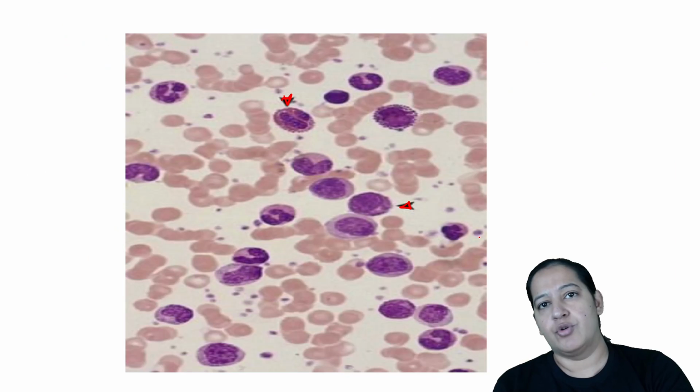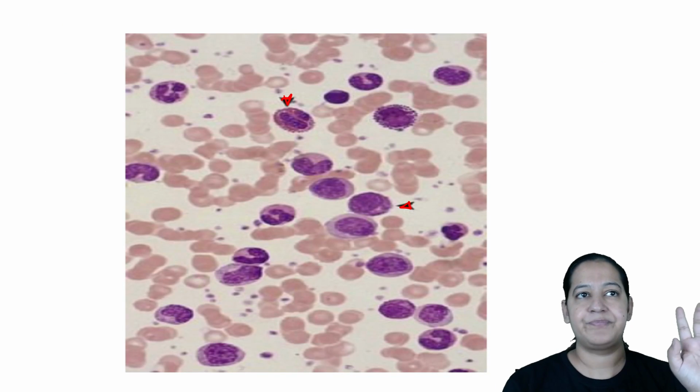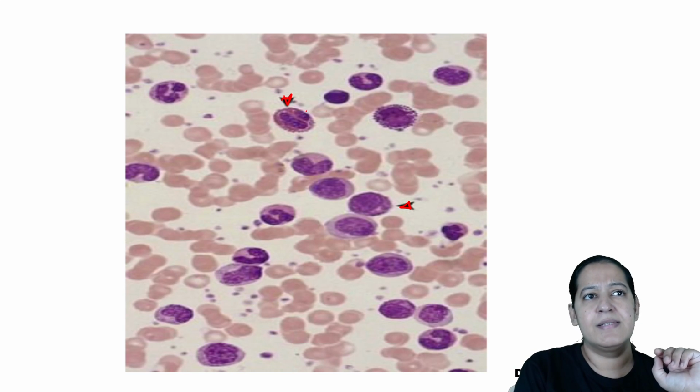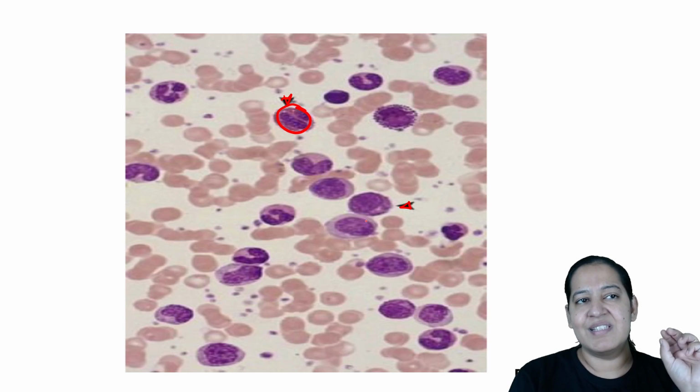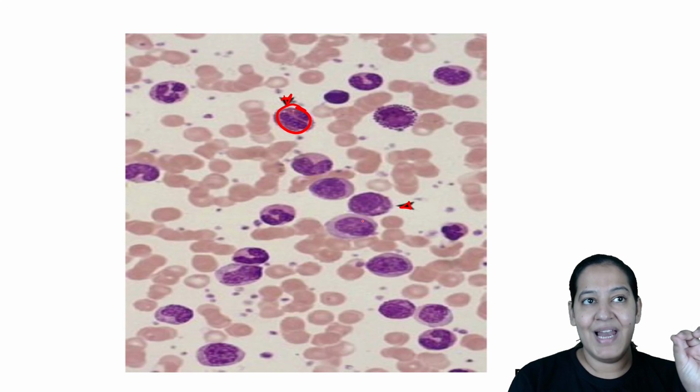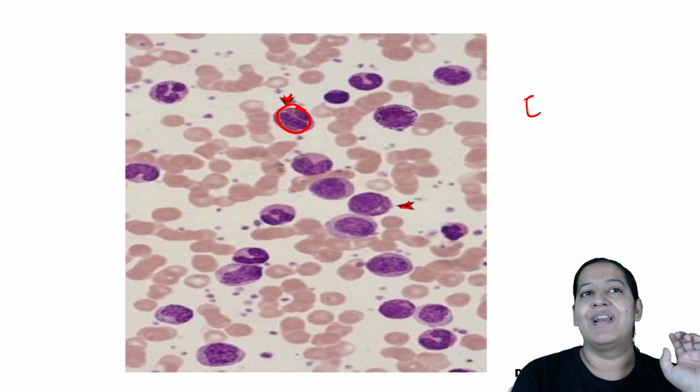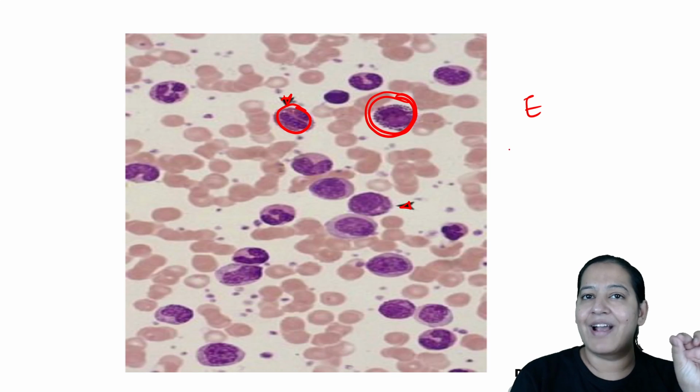A peripheral smear is given to you. See the peripheral smear. What is it showing? What cell is it? Can anyone tell me what cell it is? Zoom in and see the granules. It is having red color granules. The cell is a binucleated cell with red granules. It is the eosinophil. What cell is this one? I'm marking this one. It is having black or blue color granules.